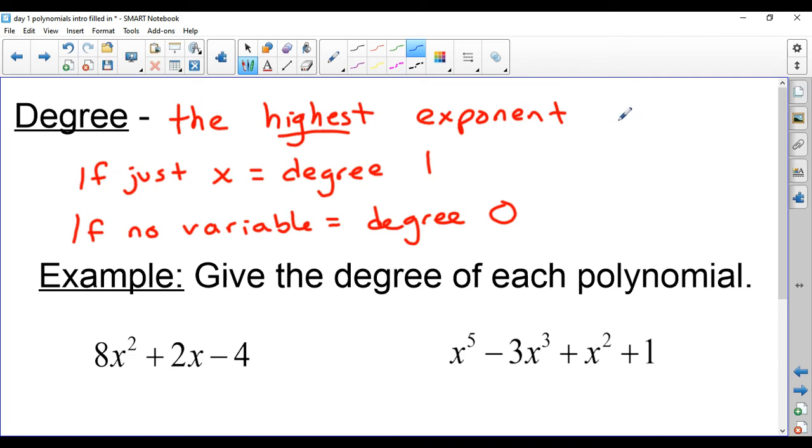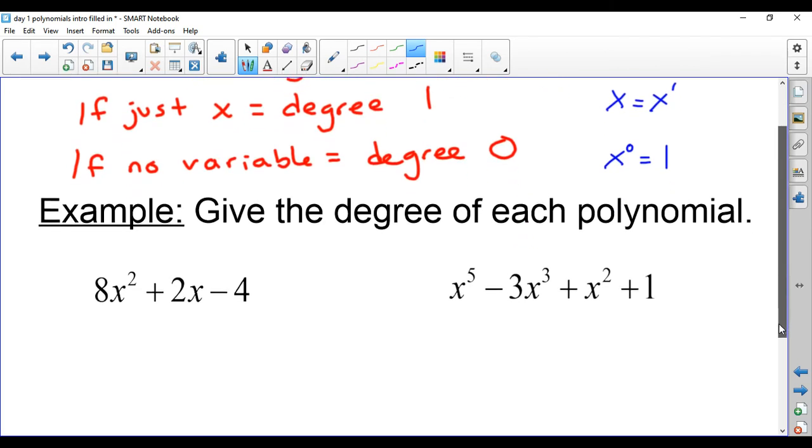When we talk about polynomials, we identify them by their degree. The degree of the polynomial is the highest exponent. Couple little notes with this. If it's just an x, that's a degree of 1 because x means x to the first power. If there's no variable, that's degree 0. If you remember from earlier in the year when we talked about exponents, anything to the 0 power is 1. So you won't see the x if it's degree 0.